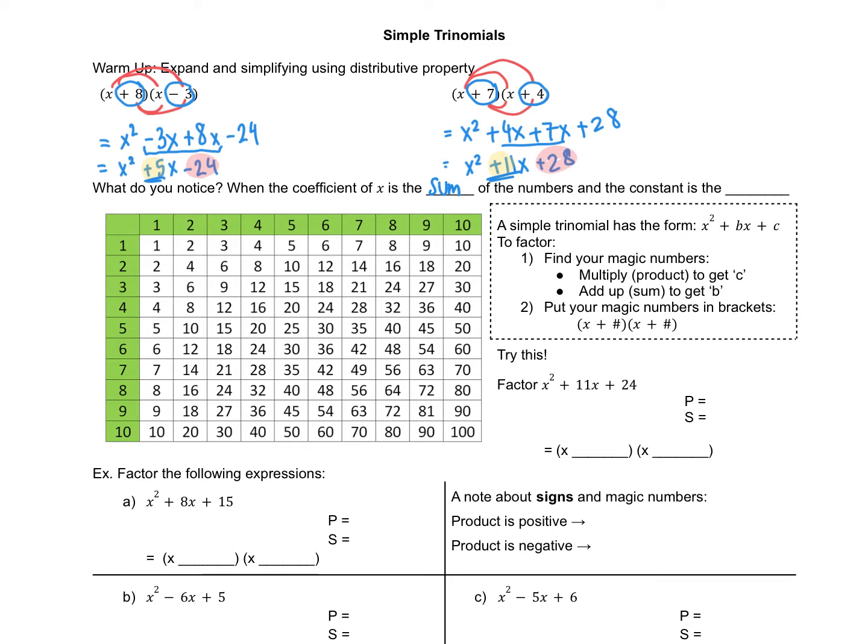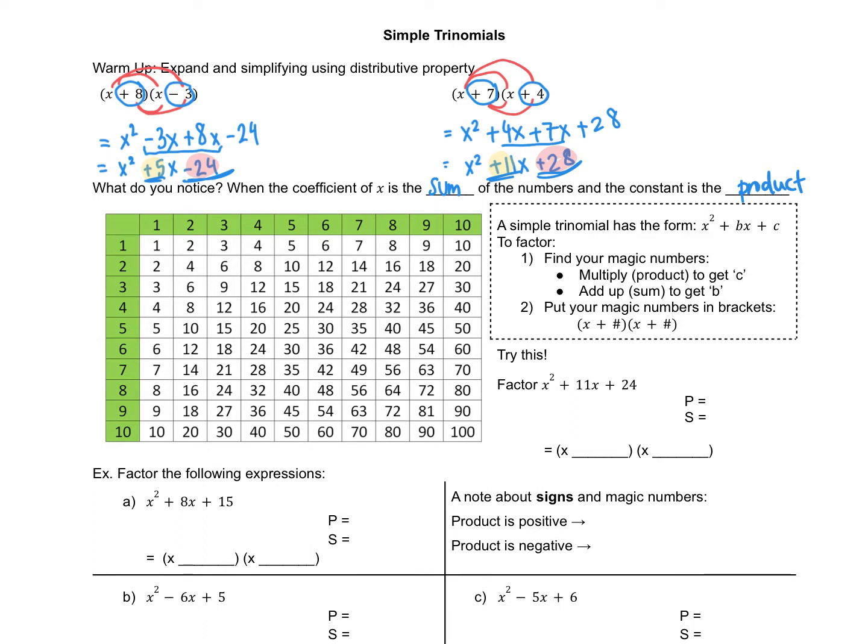And finally, if we look at the numbers and the constant at the end, if I multiply 8 and -3, I get the -24. And if I multiply 7 and 4, I get 28. So the constant is the product. So in this scenario, we expanded, but now for simple trinomials, we're going to factor to get to the bracket.